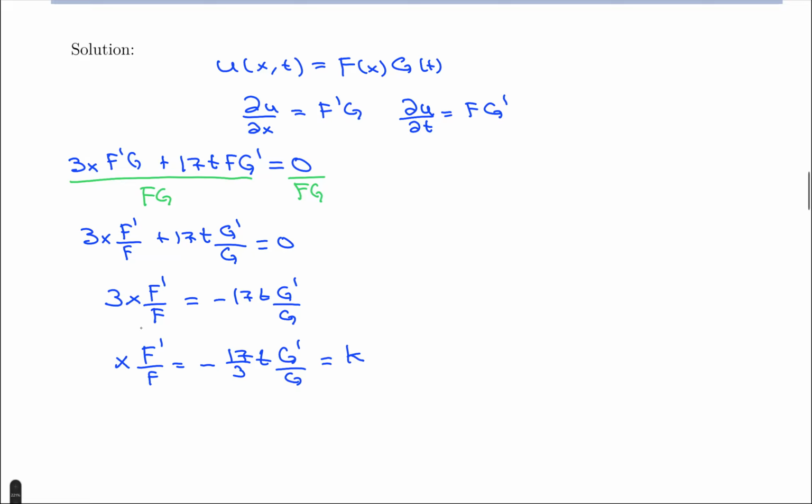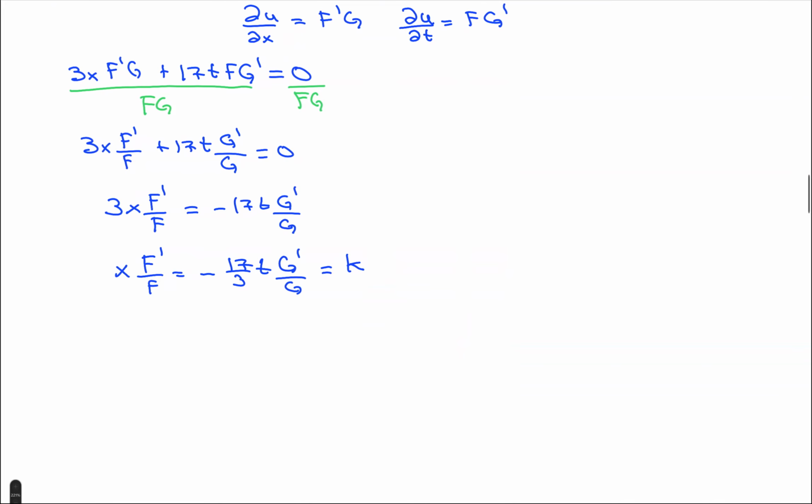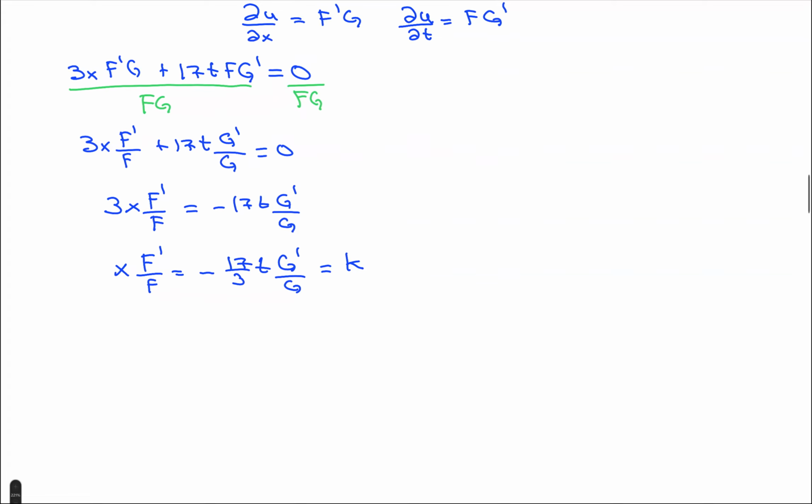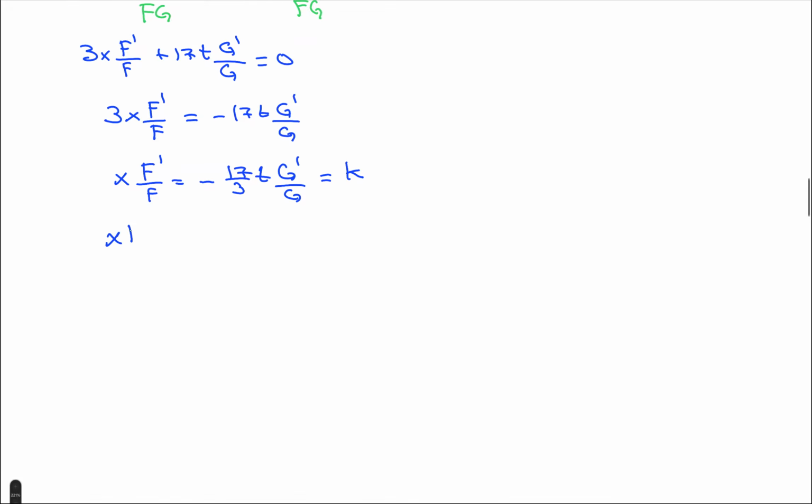That is to find a solution to the equation for the x variable and a solution for the equation for the g function, where f is a function of x and g is our function of t. So let's solve the first equation, x f prime over f equals k. I'm going to write this as x times 1 over f times f prime, which in reality is df/dx, and let that be equal to k.